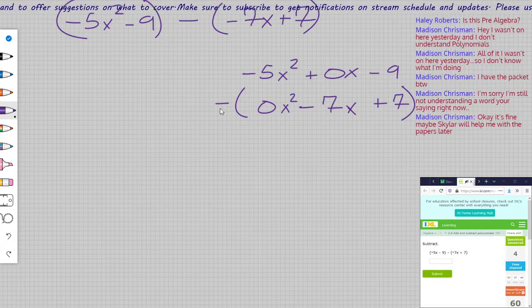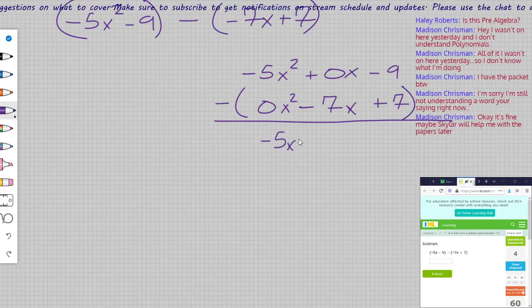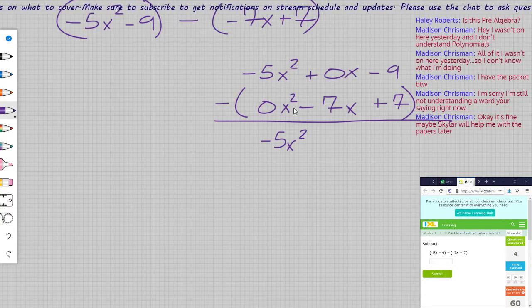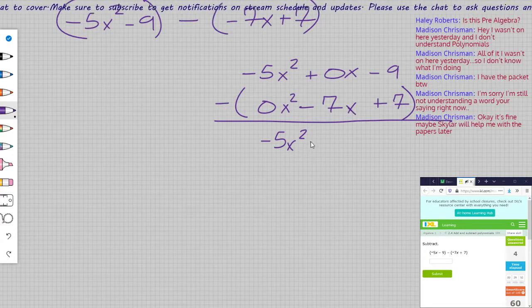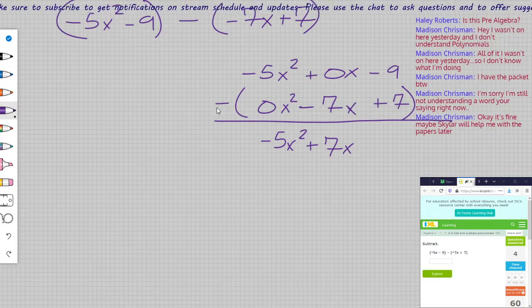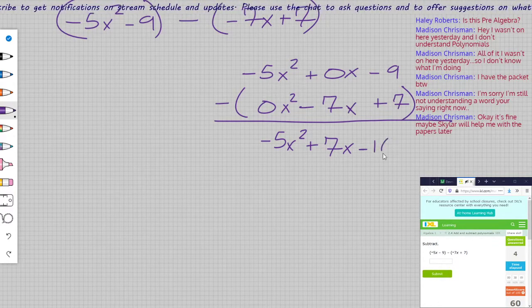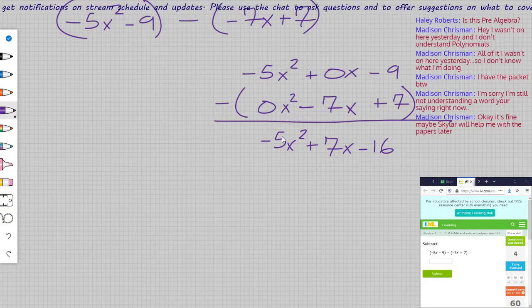So negative 5 minus 0 would be just negative 5x squared. 0 minus negative 7 would be positive 7x. And then negative 9 minus 7 would be negative 16. So this would be your answer. And just to check that, let's add the opposite real quick.